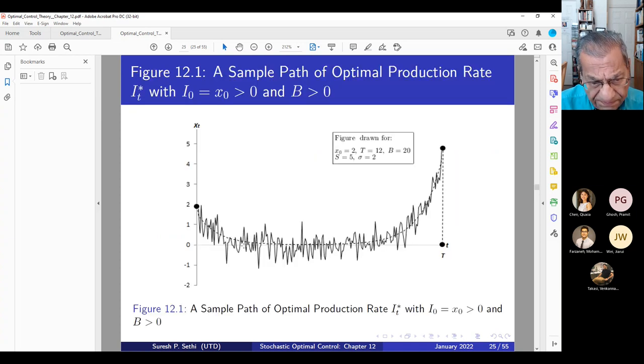Notice, while the control is here, the production is approximately 5. Okay. Because there's still a fluctuation, so the production will also fluctuate. The state will fluctuate around 0, and the production will fluctuate around 5. Okay.